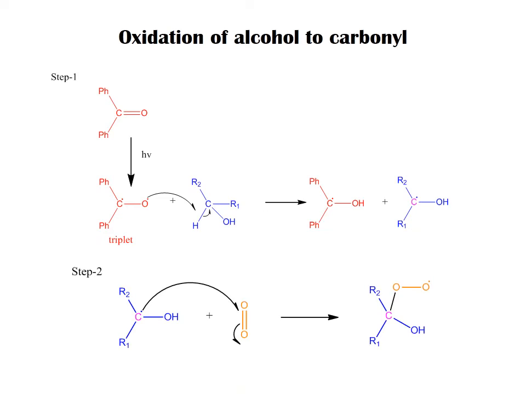And in step 2, this hydroxy carbon radical will go and interact with ground state oxygen. So one electron will come from this pi bond, another electron will come from this carbon radical. There will be a new bond formation between carbon and oxygen, and one more electron present in this pi bond will go and sit on oxygen, and it will give this product, that is hydroxy peroxy radical.